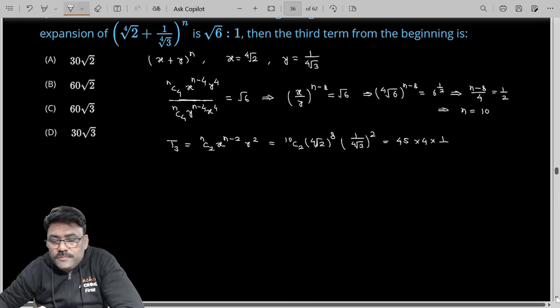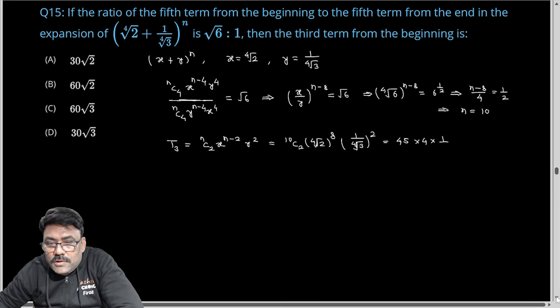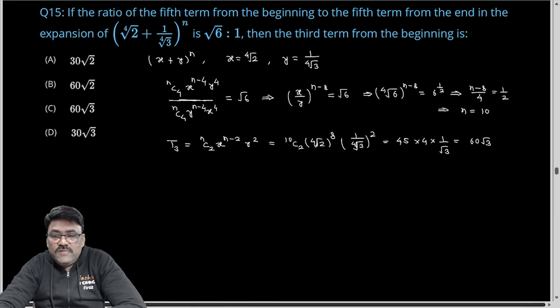It is fourth root of 3 here, so squared it is square root of 3 here. So now it can be written as 15 into 4, which is 60, and 3 by root 3. So 60 root 3. That means C is the correct option here.